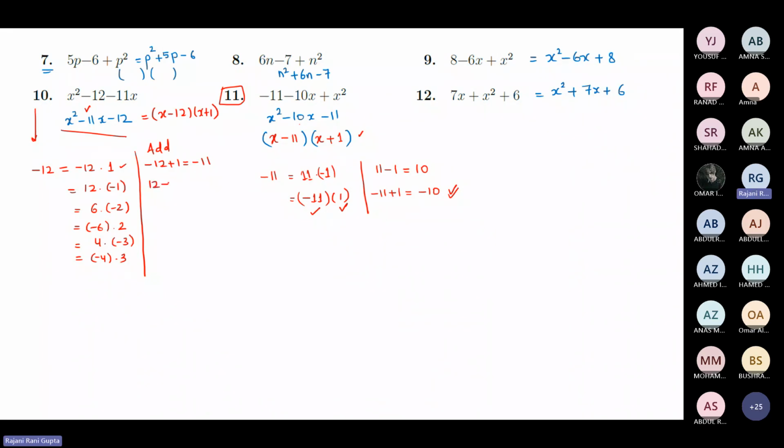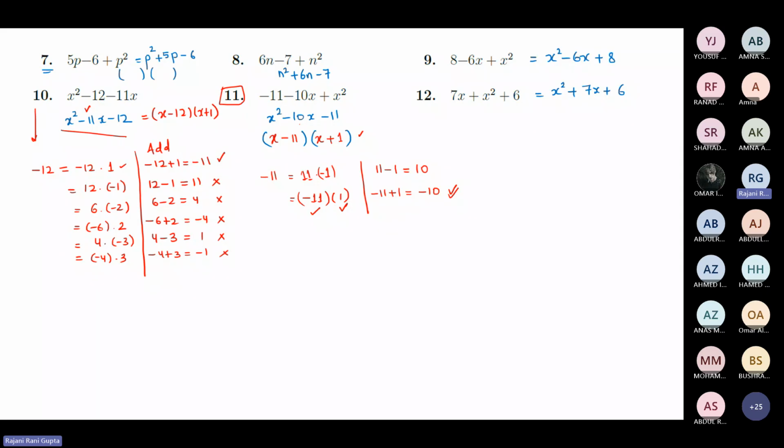Because if you do for the other options, you get here 11. You don't need it. 6 minus 2, 4. You don't need it. Minus 6 plus 2, minus 4. It will not work. 4 minus 3, 1. It will not work. Minus 4 plus 3, that is minus 1. Again, it's not going to work. So you have only the first option. Okay, so this is how you make the factors of the trinomials. Okay, I hope it is clear.